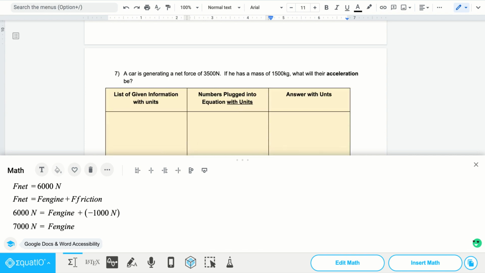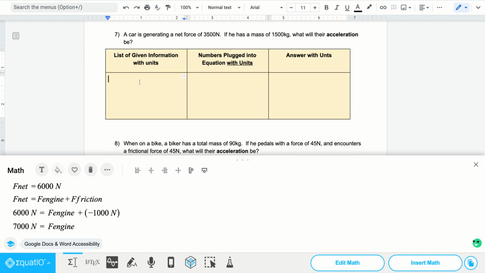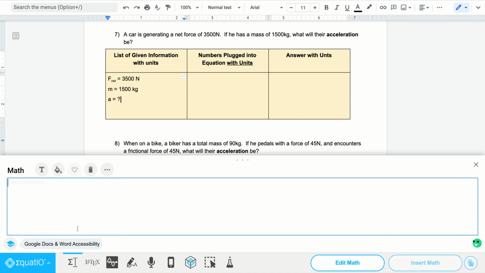We have number 7. A car is generating a net force of 3,500 newtons. The car has a mass of 1,500 kilograms. What is the acceleration? So we use the equation solved for acceleration. That's force divided by mass.